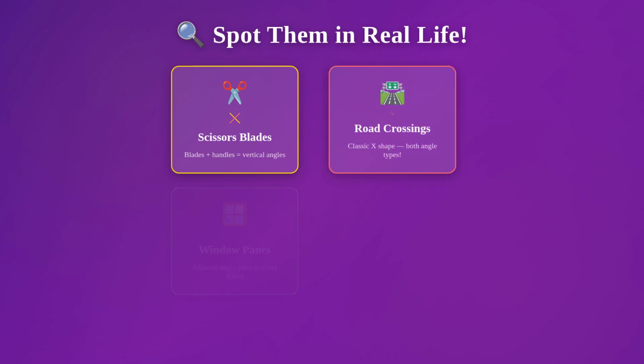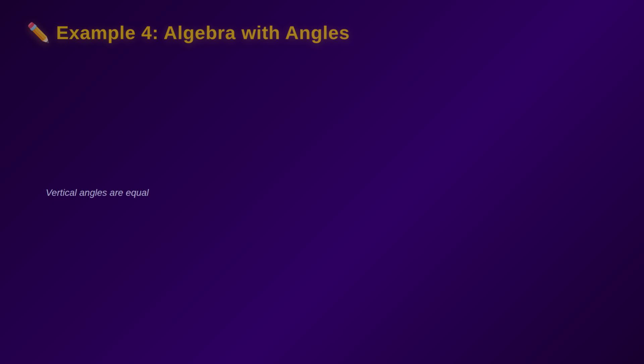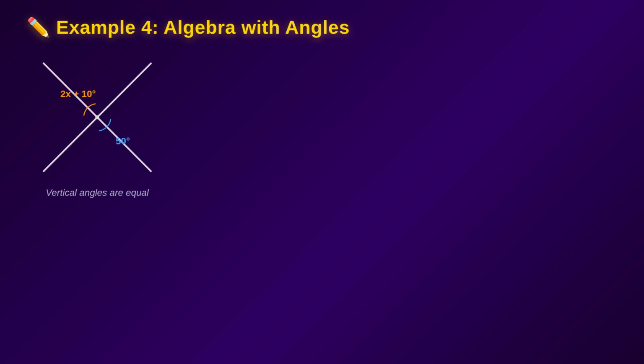Marcus realizes he's been seeing vertical and adjacent angles his whole life without knowing it. Scissors, when you open them, the 2 blades and the 2 handles make vertical angles. Road intersections, like on his map, that's our X shape again, packed with both types. Window frames create neat adjacent angle pairs, even railroad crossings. Once you know what to look for, you'll spot these angle pairs everywhere. Math really is hiding in plain sight. Marcus can't stop noticing them now.